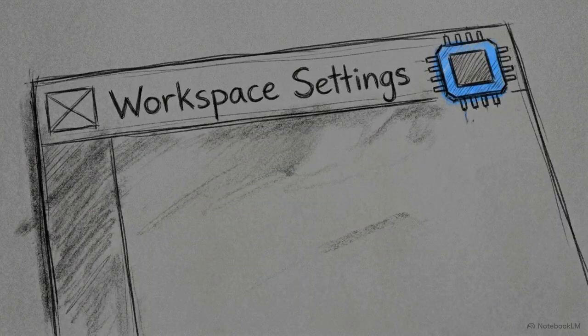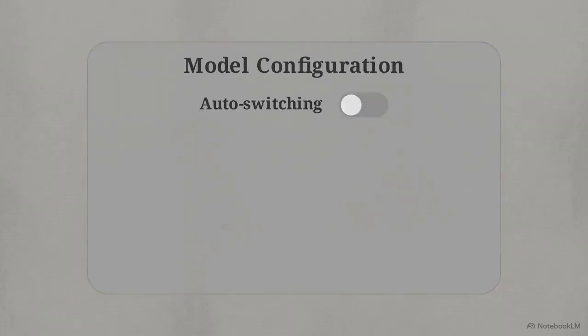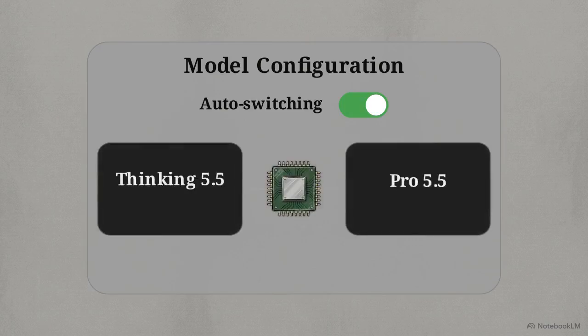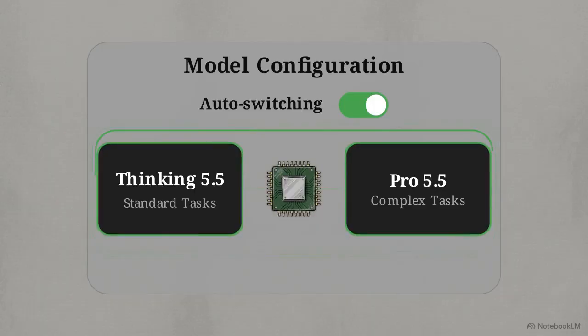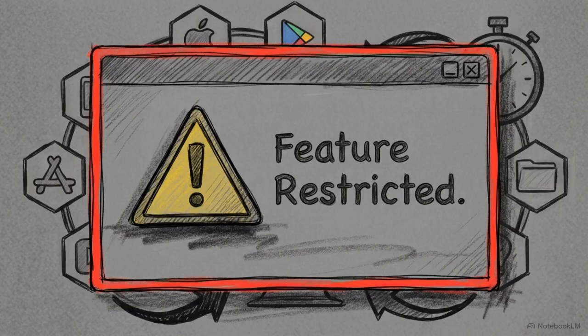Step 1 is ensuring your agent has the right processing power. Open your core configuration menu to check which AI model is actively loaded. You need to turn on auto switching. This allows the system to route tasks between the new GPT 5.5 thinking and Pro models, depending on the complexity of the job. Do not use the History tab to manually lock your system into an older model. Doing so prevents the agent from utilizing the advanced reasoning required for autonomous work.